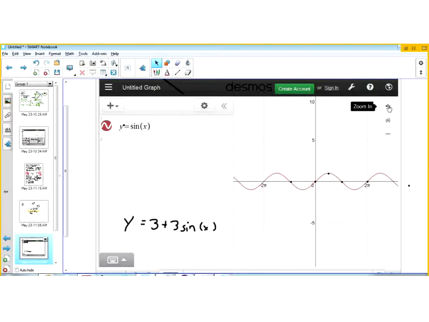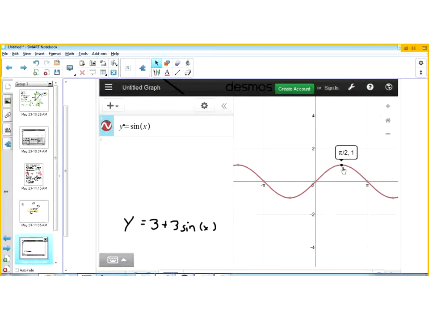I guess I have to zoom in. All right, so let's zoom in a bit. So at pi halves, that's the local maximum. So with the vertical stretch, just take the output at pi halves and multiply it by 3. All right, so pi halves, 3 would be now here, right there. And this is where you really need to have some good trigonometric graph paper.